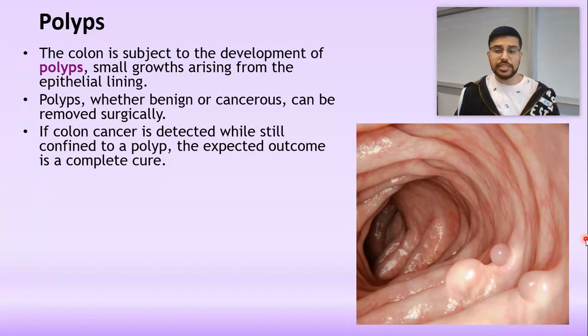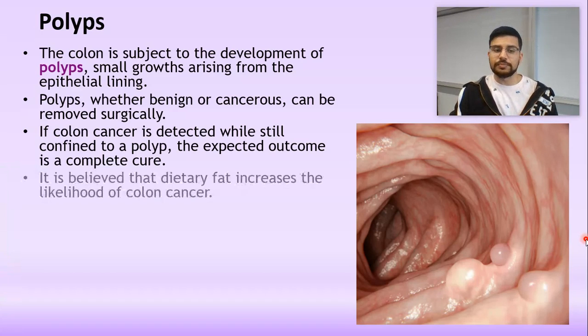So if colon cancer is detected in your body, but we know that it's in a polyp, all we have to do is remove that polyp from your colon, and you'll be cancer-free. Like, it's a very, very quick and easy process. Like, it's not easy. It'll be a difficult surgery, but at least we can get rid of that polyp, and you won't have the cancer anymore.